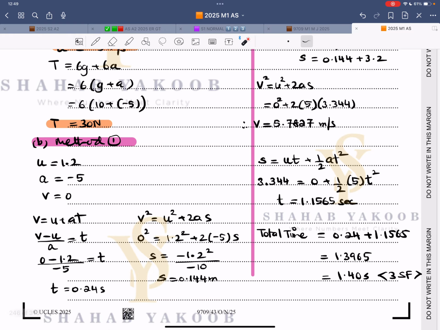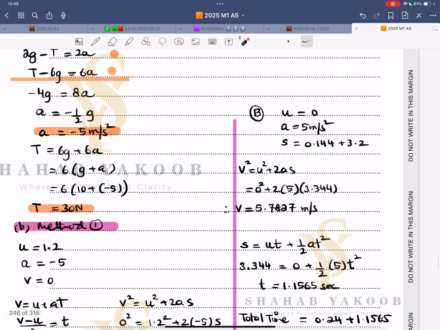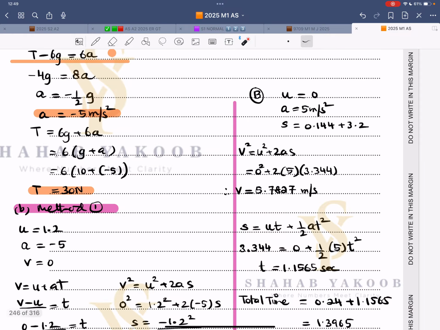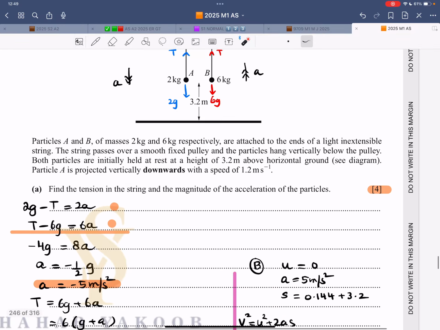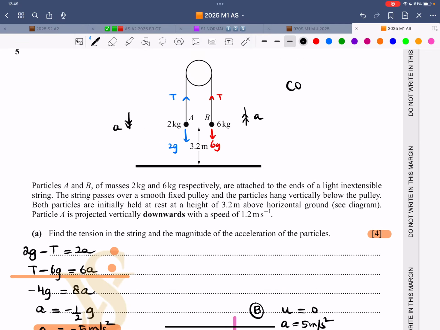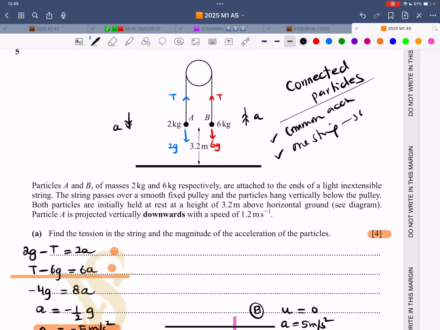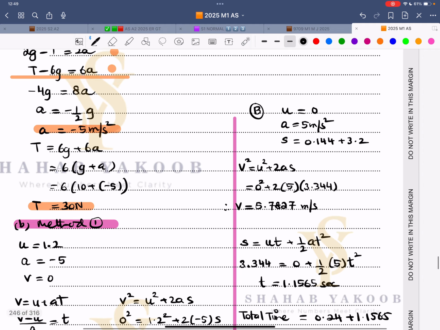So now over here, v square is u square plus 2as. I'm finding the speed that this particle possesses. Okay. So now over here, that is the speed of the system, because now both the particles are connected by a light inextensible string. So this is connected particles. They have common acceleration and they have one string, one tension, unless and until the string breaks or some particle hits the ground. Keep that in mind.